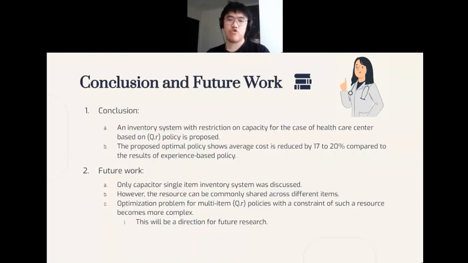However, there is some future work that needs to be done on this research. This research only contains a single item inventory system. But in real life, the resource can commonly be shared across different items. So the optimization problem for a multi-item QR policy with the concept of a shared resource will become more complex, and this will be the direction for our future research.